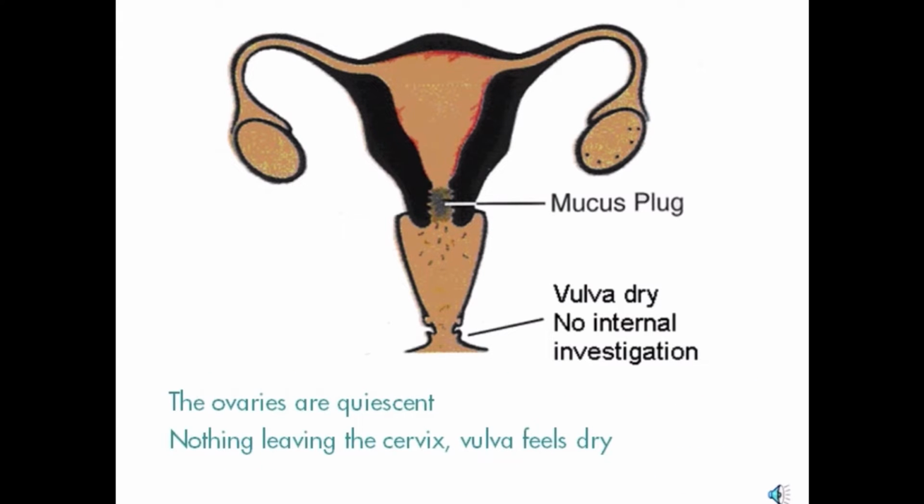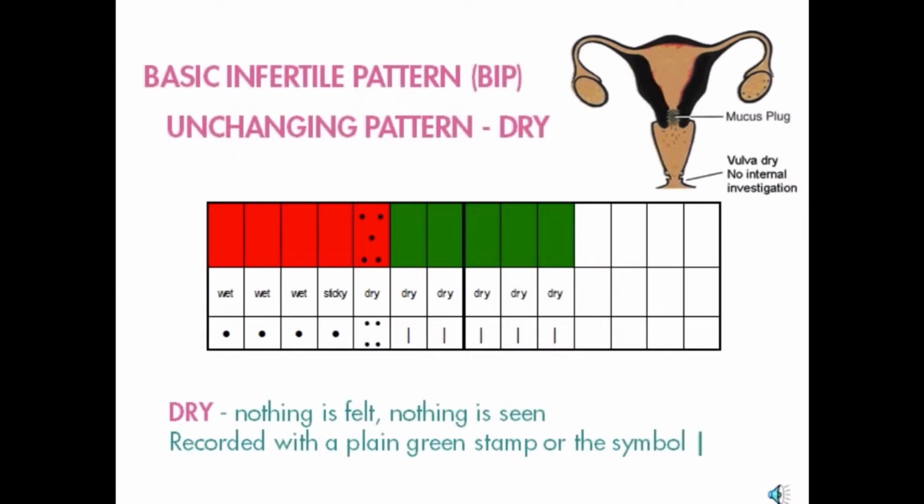The ovaries are inactive. There is no mucus flowing from the cervix, so the vulva feels dry. This phase of the cycle is called the basic infertile pattern, which is an unchanging pattern. If the woman feels dry and sees no discharge, it is recorded with a green stamp or the symbol of a vertical stroke.